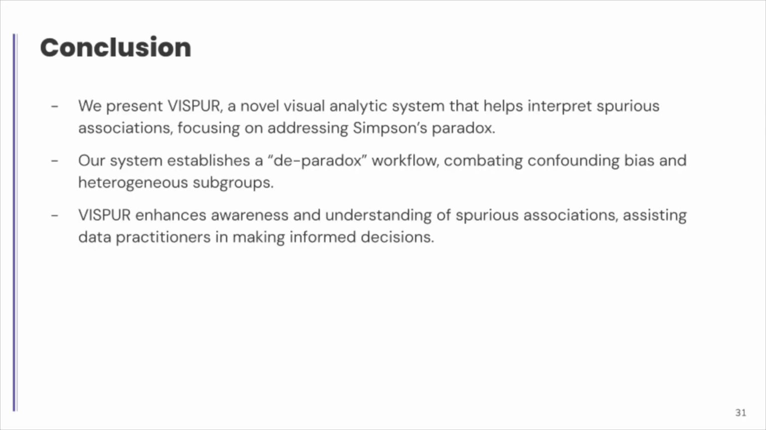In this study, we present VISPUR, a novel visual analytic system that helps interpret spurious associations, focusing on addressing Simpson's paradox. Our system provides deep paradox workflow for combating confounding biases and heterogeneous subgroups. VISPUR was found to improve awareness and understanding of spurious associations and have the capability of assisting data practitioners in making informed decisions.